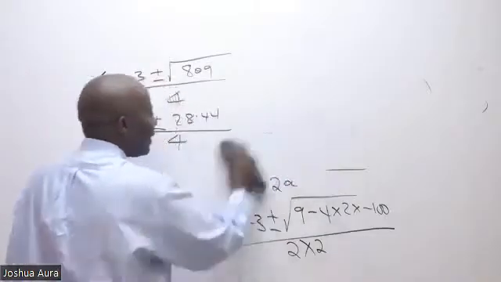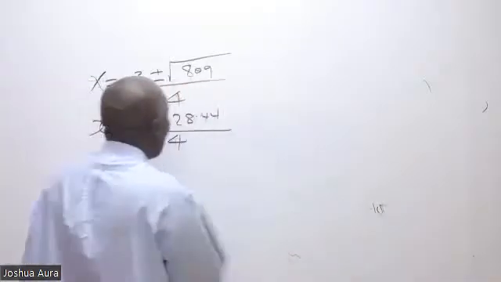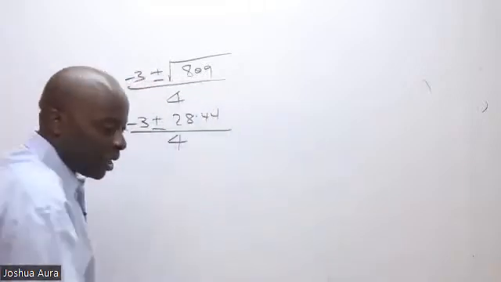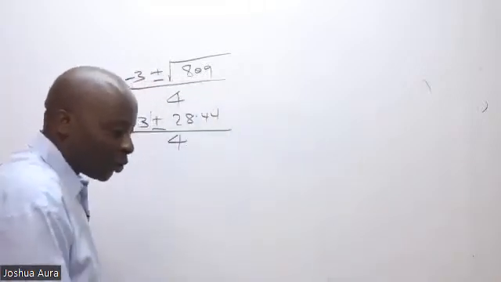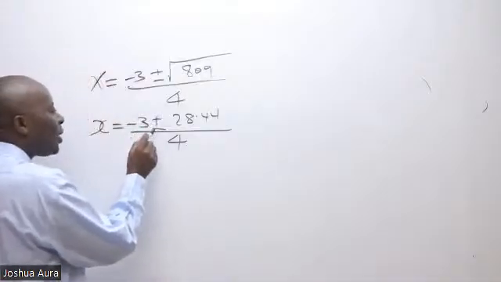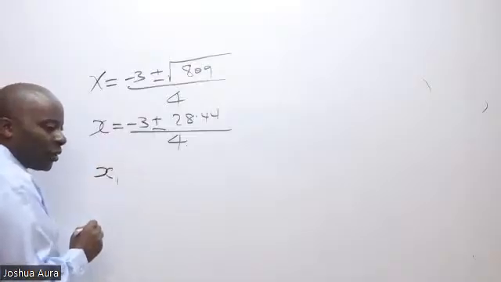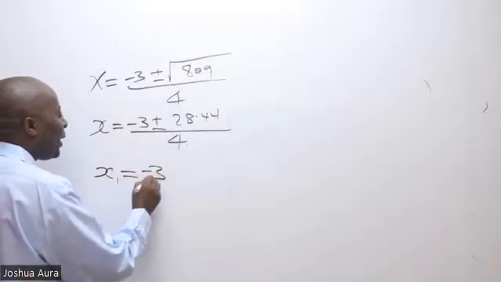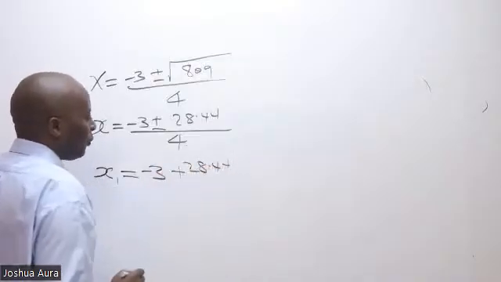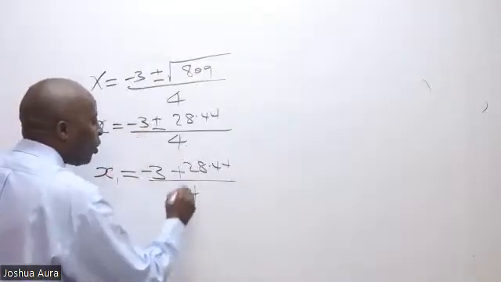Thank you so much. You guys are great people indeed. I would want you guys to go ahead and do me a favor. Because of this plus and minus, which are at the same position, you're going to have 2 values of x. The first value of x will be minus 3 plus 28.44. So the first value of x, when we consider plus alone, we divide this by who? By 4.